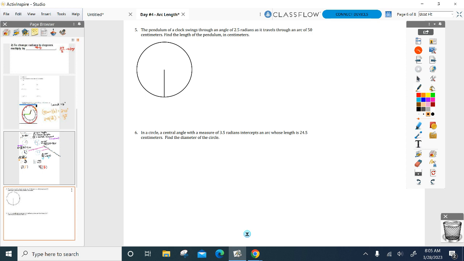All right, it swings through an angle of 2.5 radians. So here's a little diagram of my pendulum. Once it goes back, it swings through an angle, going back and forth, right?